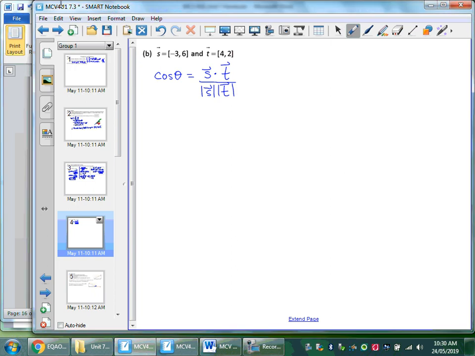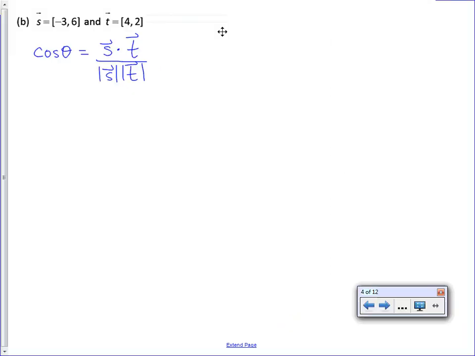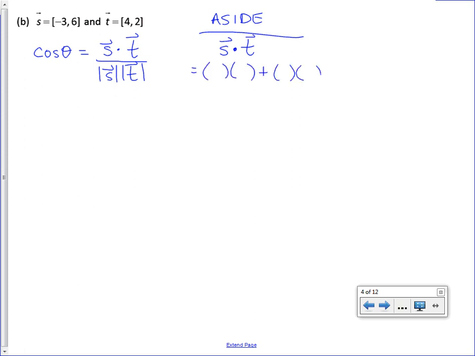Okay. So we quickly discover when we do this, if I start with finding s dot t, I have negative 3 times 4 plus 6 times 2. Negative 12 plus 12 is 0. I don't really need to continue to find the magnitude of s and magnitude of t, because now I know that the right side is just going to be 0. 0 over a number is 0. So I know I have cos theta equals 0. Automatically theta is 90 degrees.